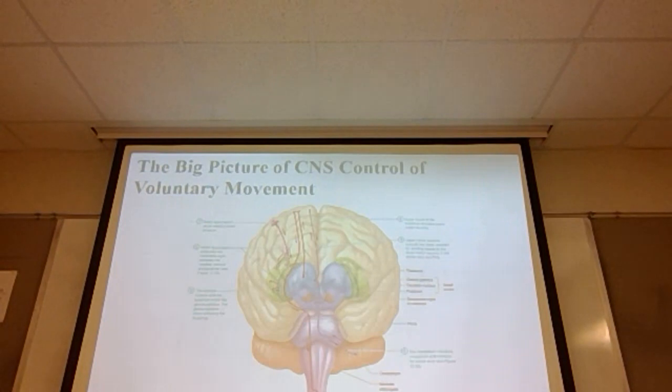And there is the big picture of the brain and the central nervous system control of voluntary movement. Signals come in, signals are associated and interpreted, and a signal comes down to the particular muscle that is needed to make the movement occur. That concludes chapter 12.